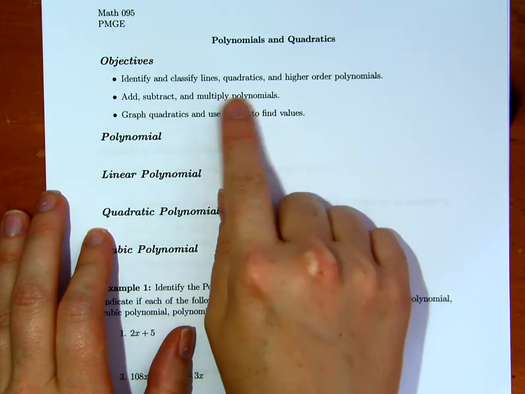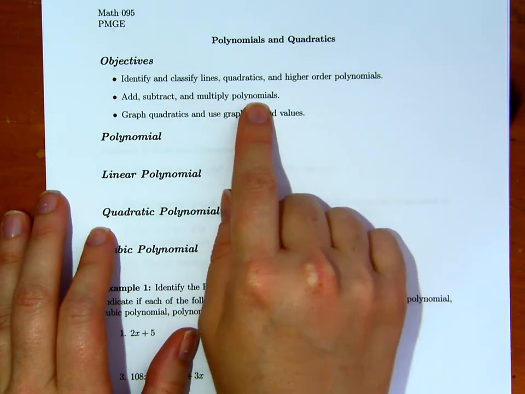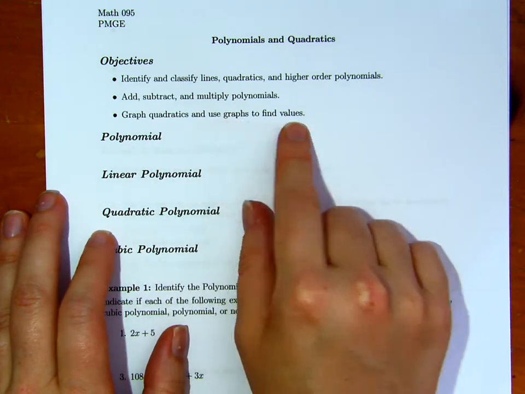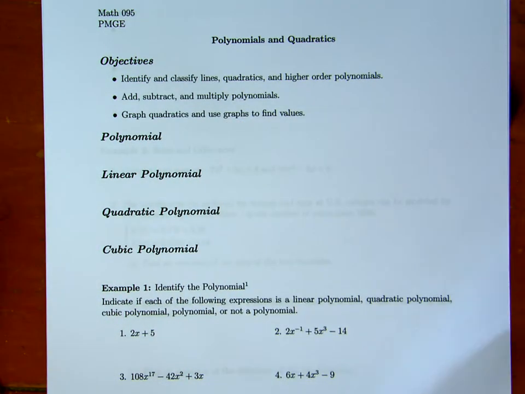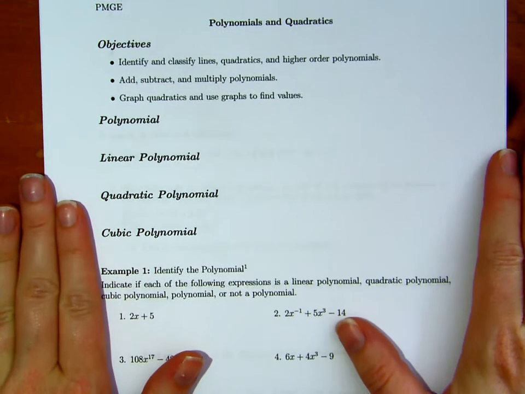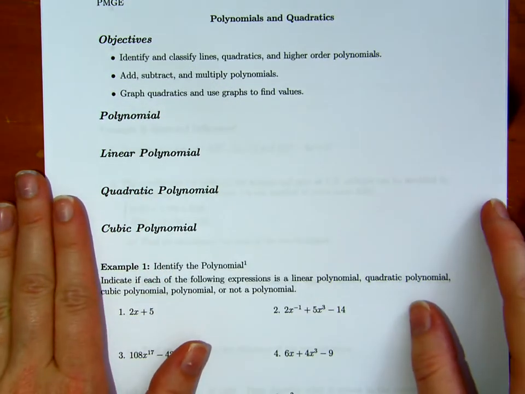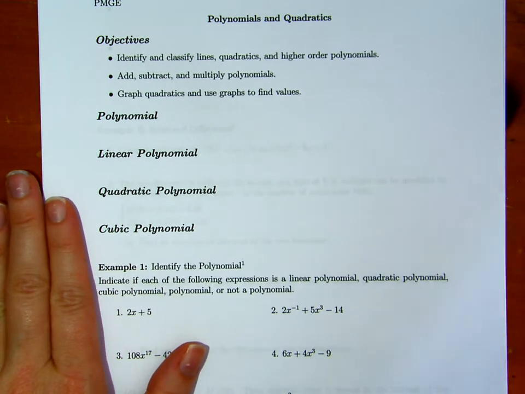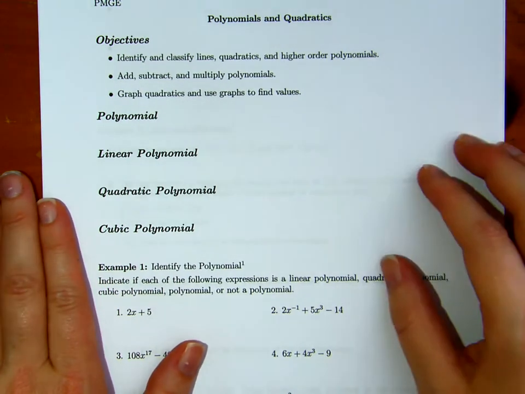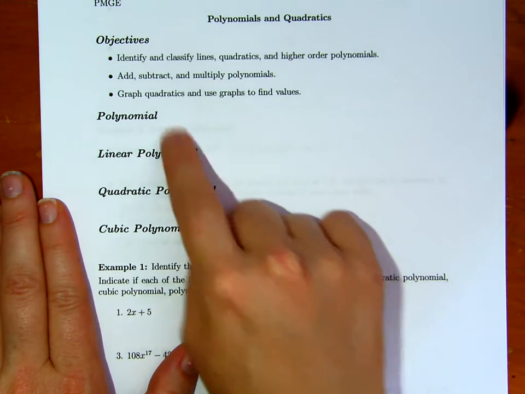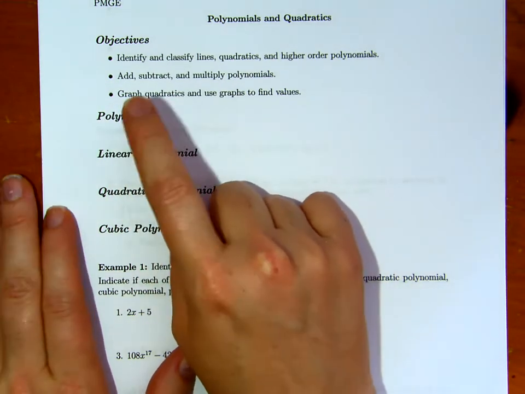We're going to add, subtract, and multiply them. And we're going to graph and use the graph to find some values. So let's talk about the differences and similarities between polynomial, linear polynomial, quadratic polynomial, and cubic polynomial. So clearly these are all special types of that. Okay?